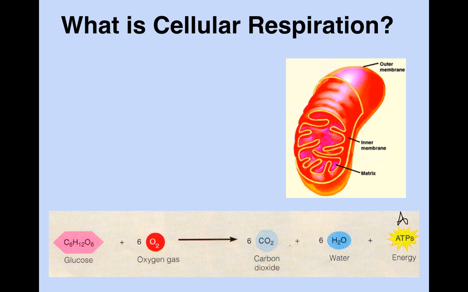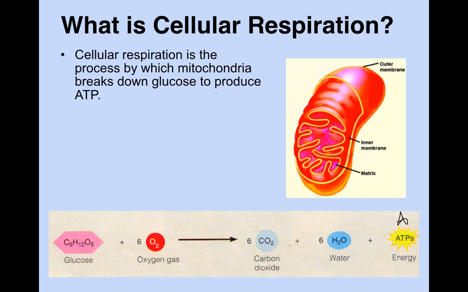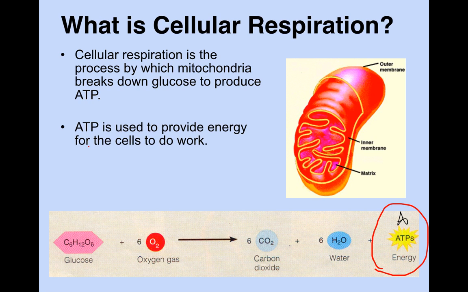So what is cellular respiration? Cellular respiration is the process by which mitochondria break down glucose to produce ATP, or this energy source right here. ATP is used to provide energy for the cells to do work. And the formula for cellular respiration should look pretty familiar to you. It's kind of the backwards formula to photosynthesis.